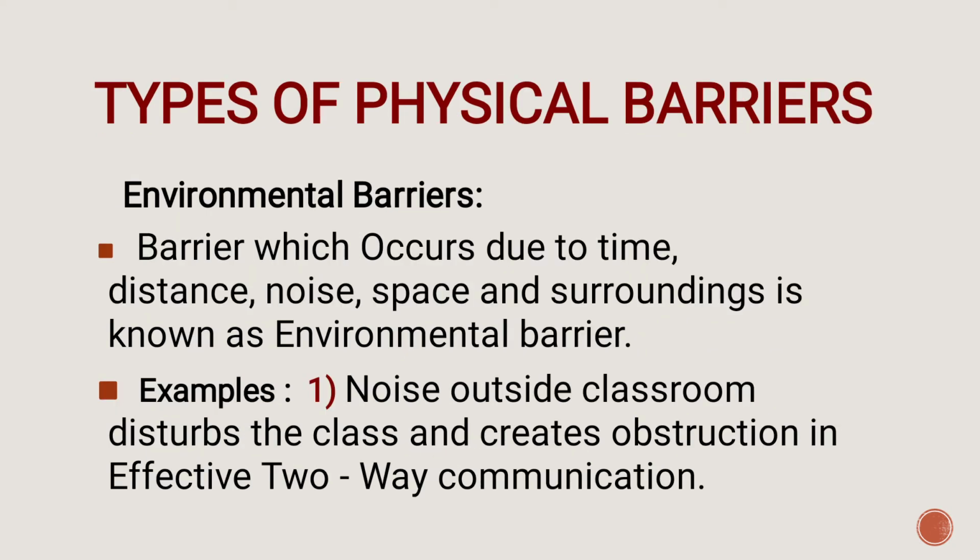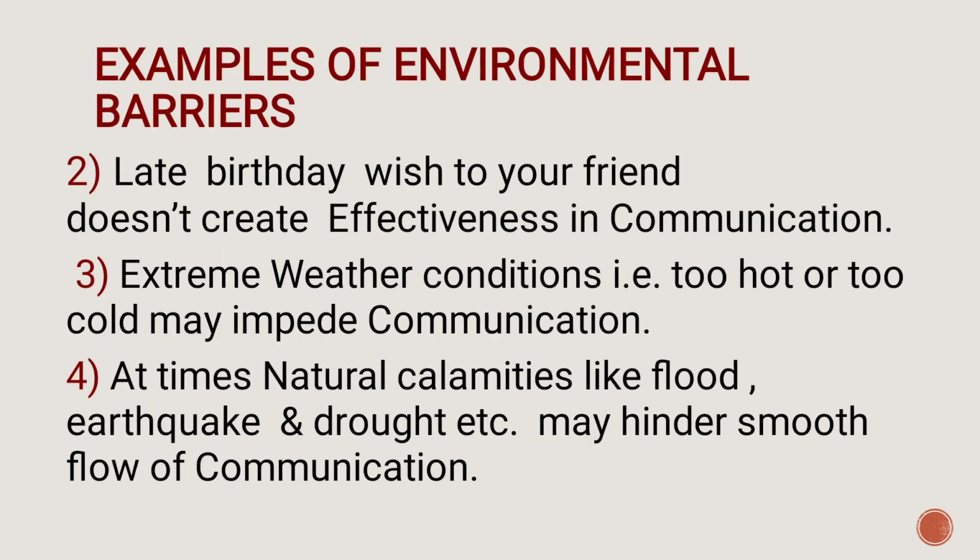Let's just see what those are. So the first one we have under types of physical barriers is environmental barriers. This sort of barriers occur due to time, distance, noise, space and surrounding. Examples: noise outside classroom disturbs the class and creates obstruction in effective two-way communication. Of course, when there is so much noise, undesirable sound outside the classroom, it becomes difficult for the teacher to have effective one-to-one communication, and that disrupts the whole smooth flow of effective communication.